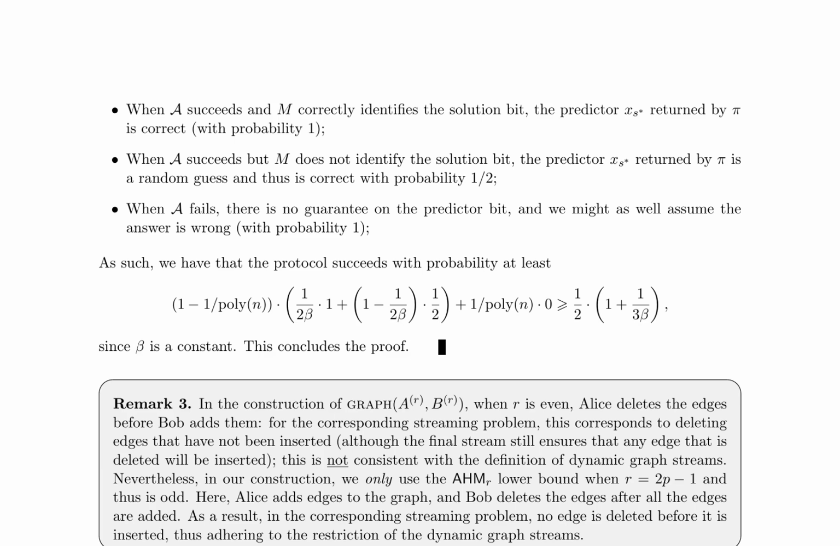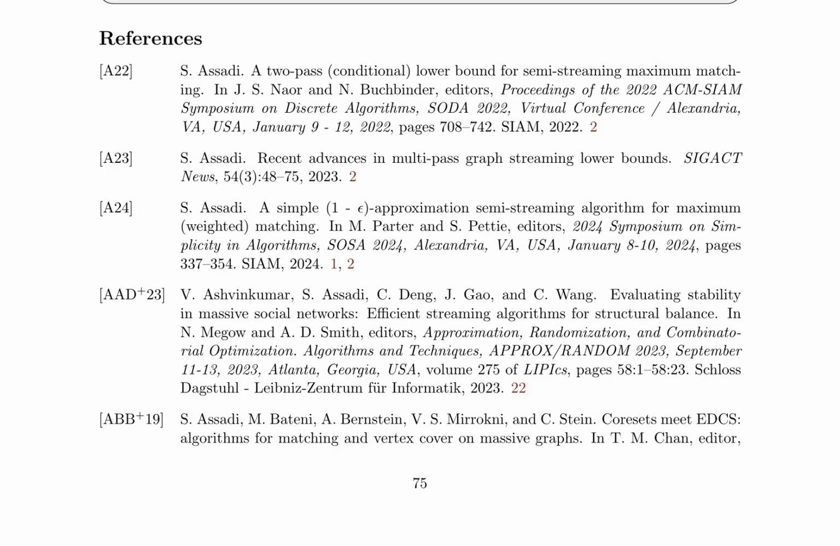of at least 1/poly(n) · 1/2 · (β + 1) + 1.5β · 1/2 + (1 − 1/poly(n)) · 0, which is greater than or equal to 1/2 · (1 + 1/3 β), where β is a constant.